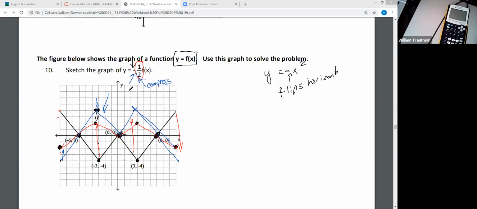The negative flips it horizontal. And it compresses it by a factor of 1/2. If it was 1/4, then we'd have to divide each point by 4. Do you see? This is 4 high, then it would be 1/4. It would compress to 1. From 4 to 1, it would be definitely more compressed.